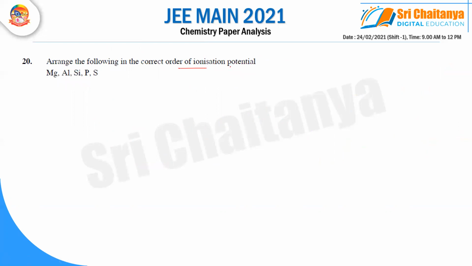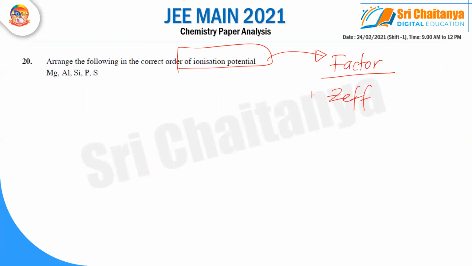Now here they're talking about the trend of ionization potential. So you should be aware of the factors on which it depends. Factor number 1 is Z effective. This is the first factor. And factor number 2 is electronic configuration.